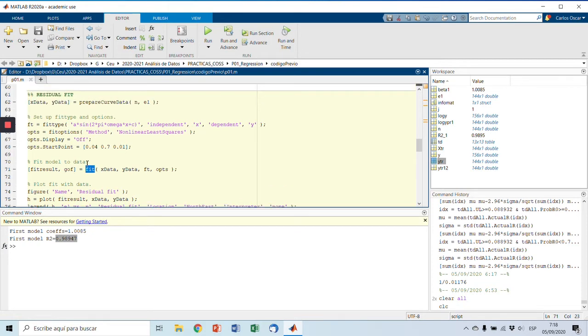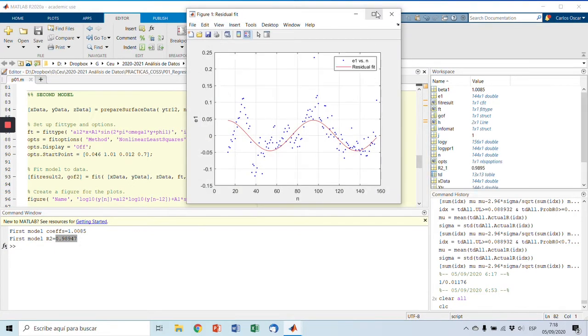So the predictors now will be n, so n is the time, and what we are trying to predict is E1. E1 is the residuals of the first model. Okay, so let's run it and see. So there is a very nice fitting of the residuals as a function of time.